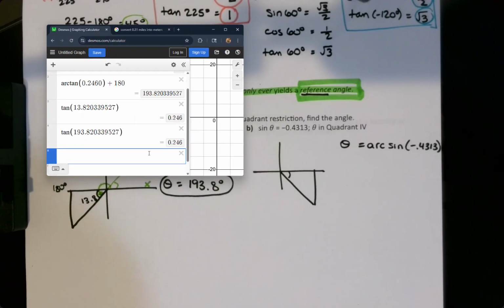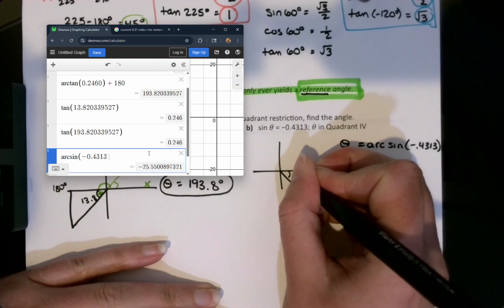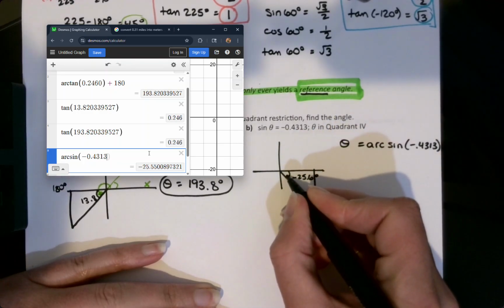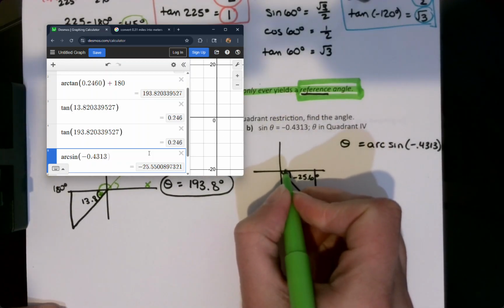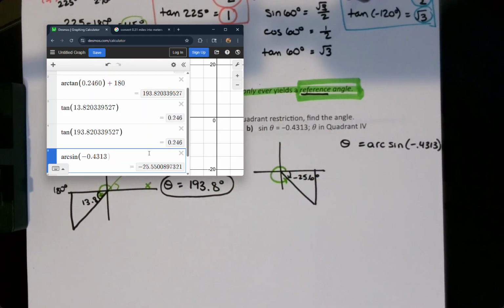Okay, so the arc sine of negative 0.4313 comes out as negative 25.6 degrees. Hopefully you were expecting that negative because inside the triangle, that angle is in reverse orientation, so a negative angle is appropriate there. But we want to find the positive rotation of this angle, and we're going to add 360 to it to find the amount by which we are shy of 360.